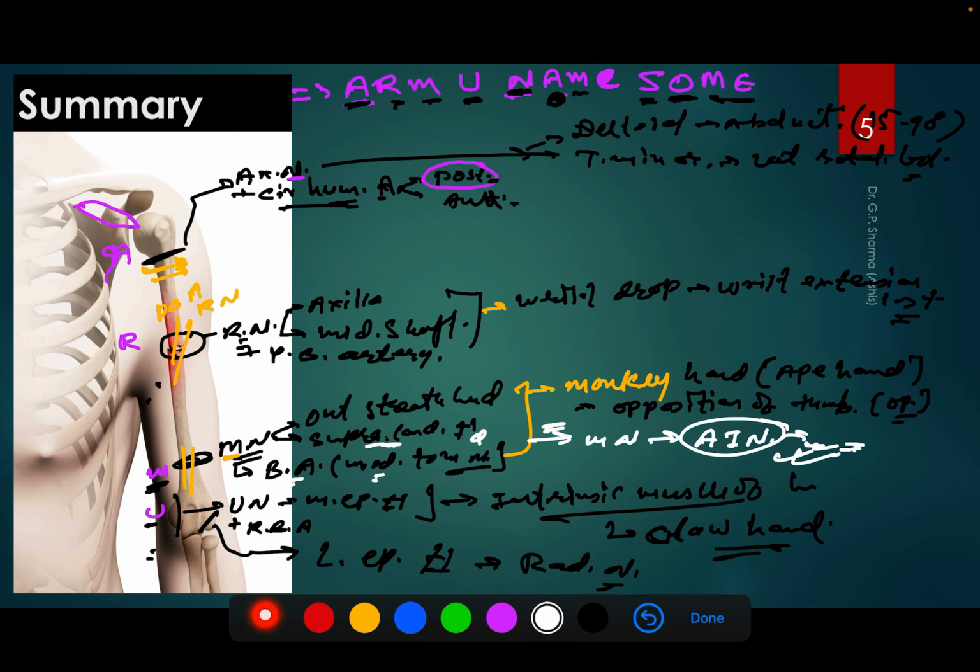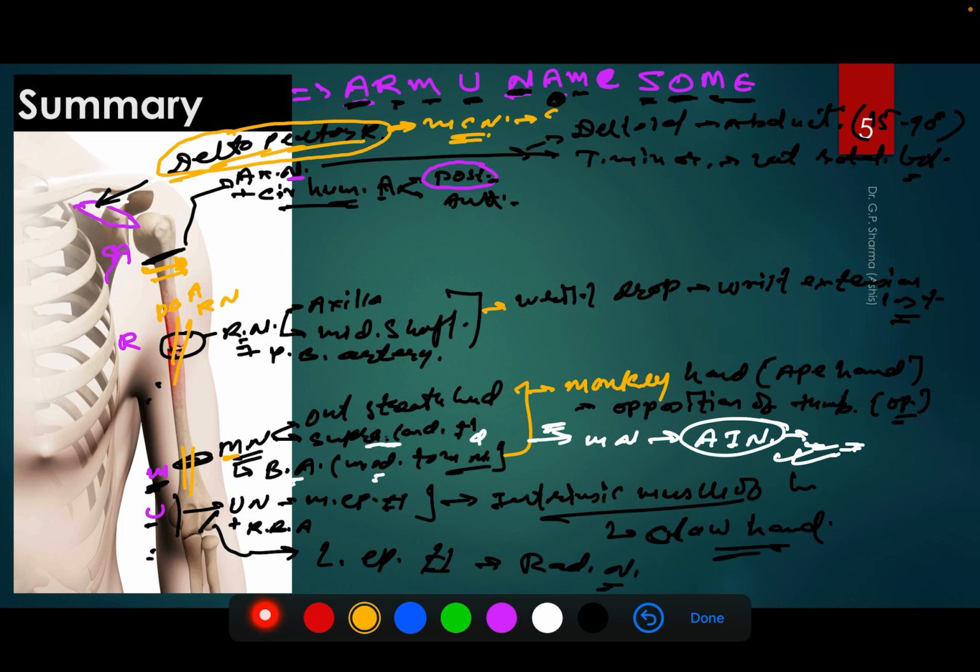This region is called the deltopectoral region. Sometimes we have to approach our shoulder through this deltopectoral region. If we approach through the deltopectoral region, we may injure the musculocutaneous nerve. So the musculocutaneous nerve is not injured within the arm. It is injured over the deltopectoral region. So during the deltopectoral approach, we will injure the musculocutaneous nerve.